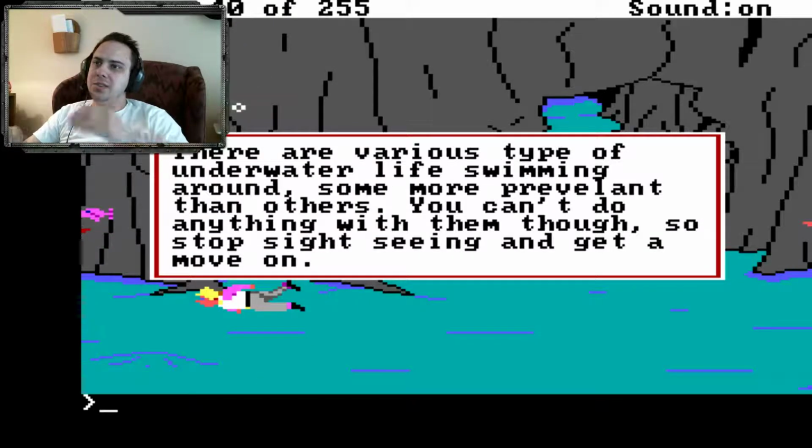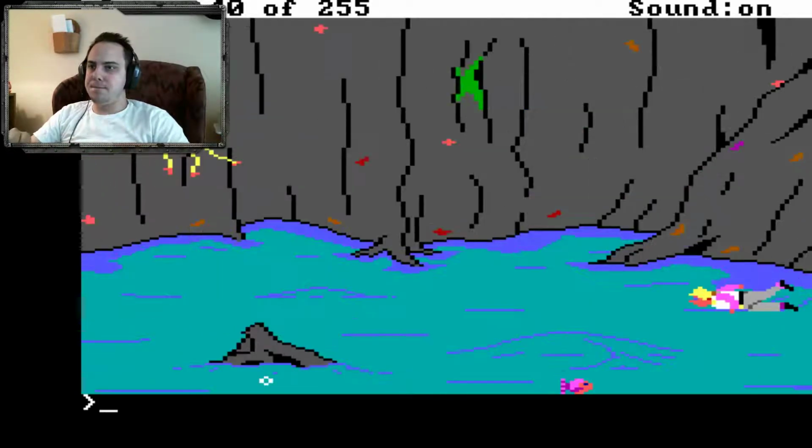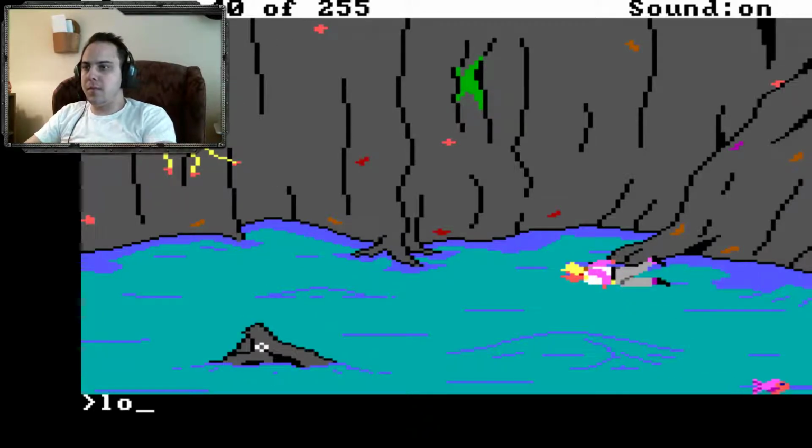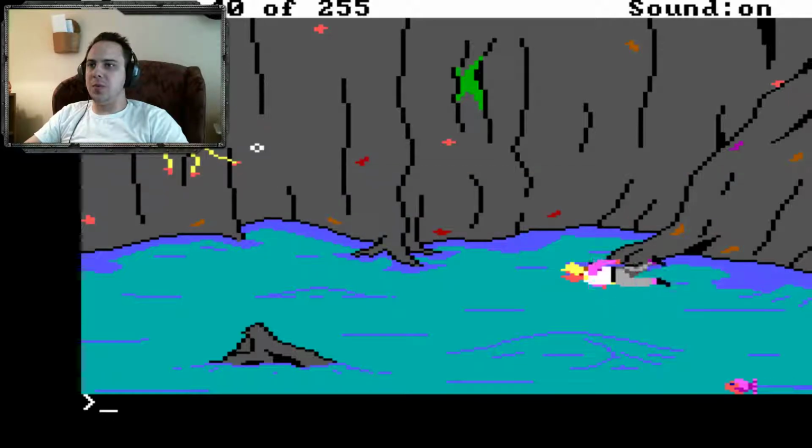There are various types of underwater life swimming around, some more prevalent than others. You can't do anything with them, though, so stop sightseeing and get a move on. You are underwater. You are at the edge of the swamp.